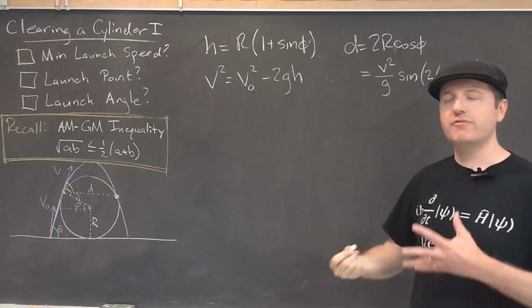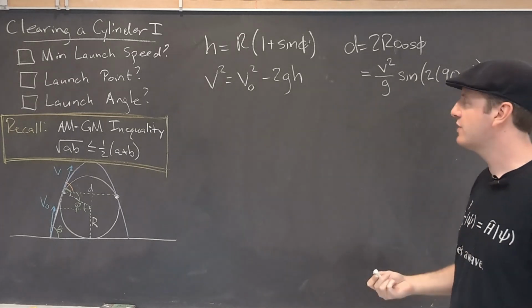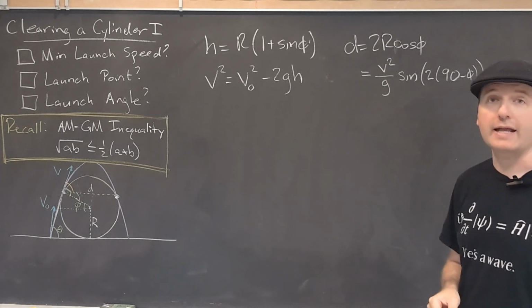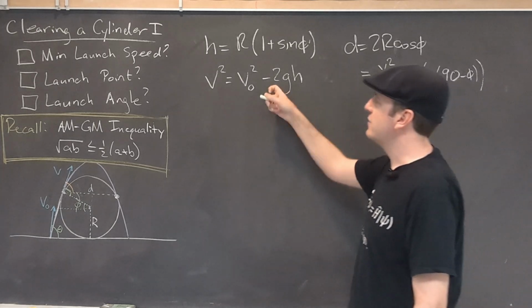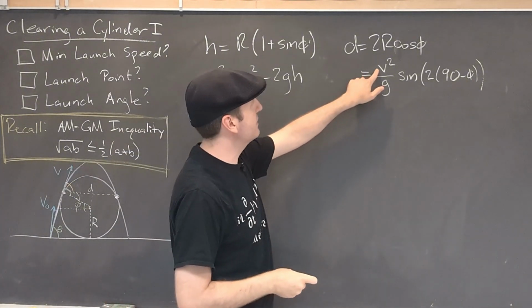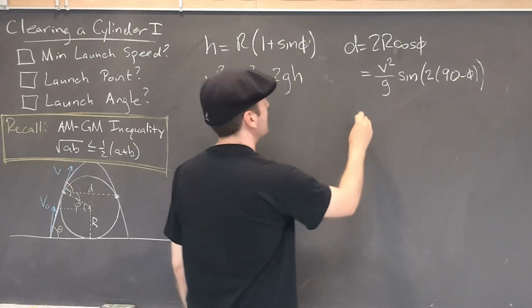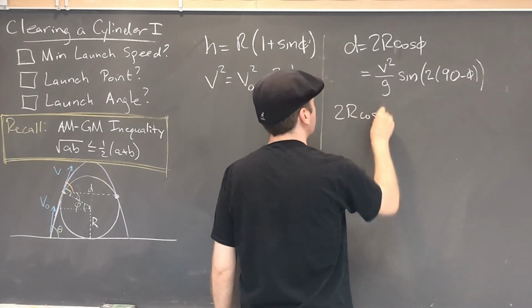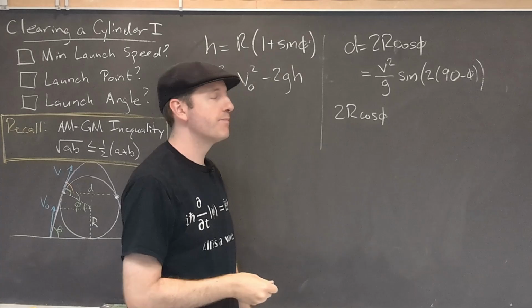Okay, so now we've got a few equations that we can start plugging into each other to see if we can find some constraints on that angle phi. So from our energy equation, the v squared is going to show up right here. Let's go ahead and simplify this. So on this side, we have 2r cosine phi, that's d from geometry.